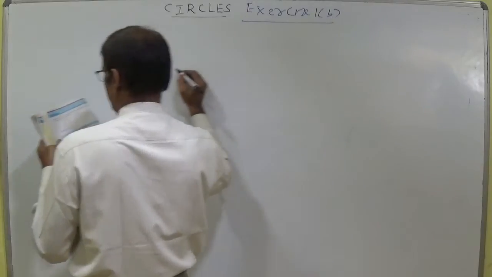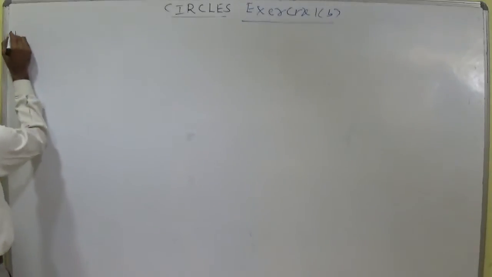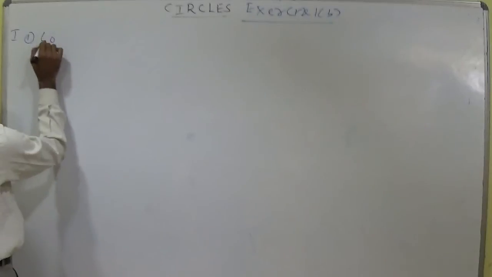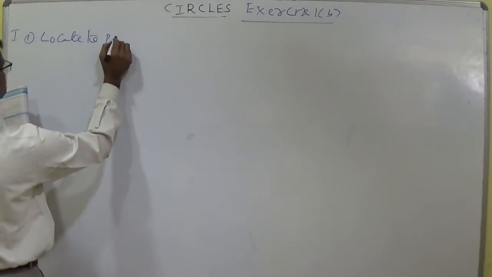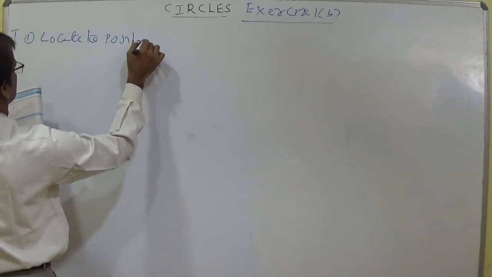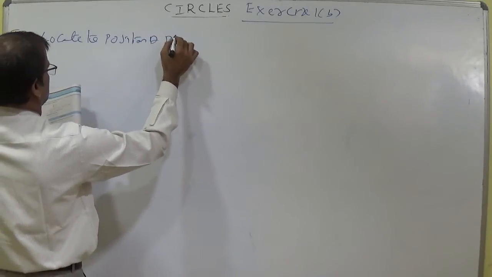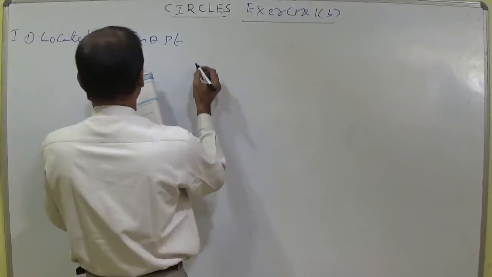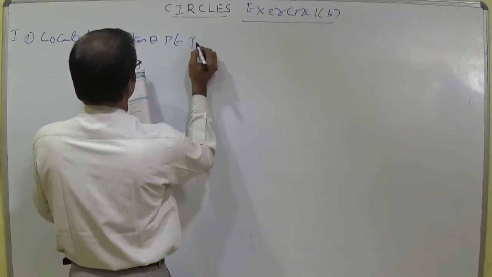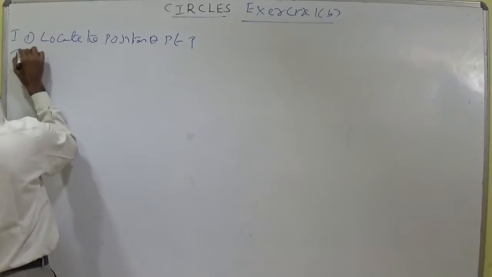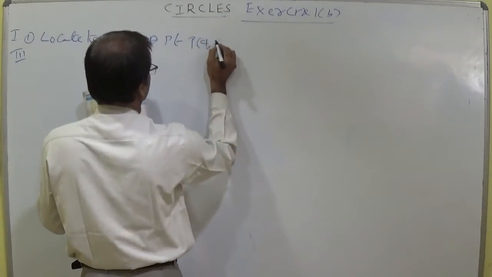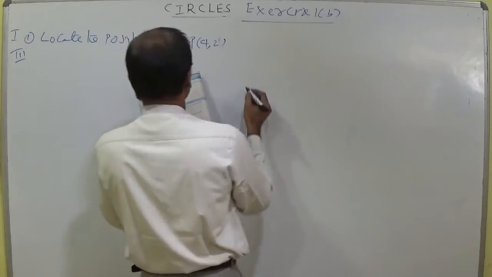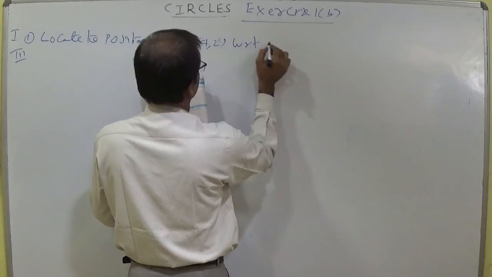Exercise 1B, first Roman numeral. Locate the position of point P. Third question: locate the position of point P (4, 2) with respect to the circle.